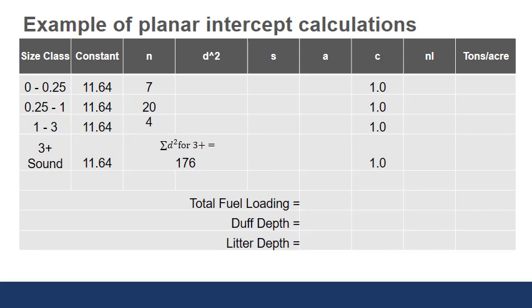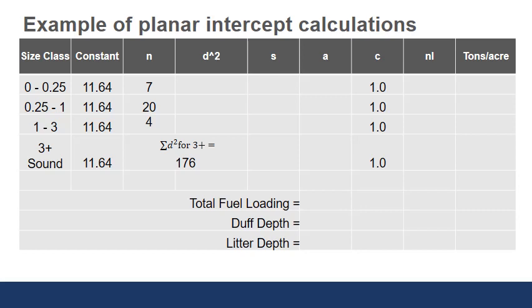In this table, I have listed each variable required to calculate the total surface fuel loadings as the header. So far, we know that our constant is equal to 11.64 and that our slope correction factor is equal to 1. I also entered the number of total intercepts for each size class by summing the 4 plots together, summing the twig 1, twig 2, and twig 3 columns to get n.